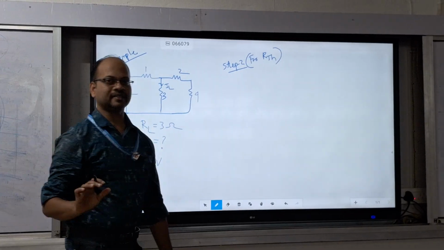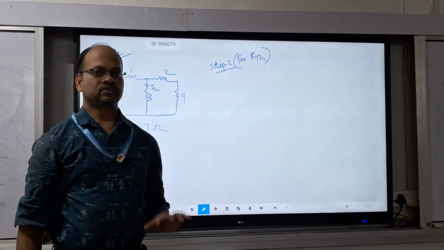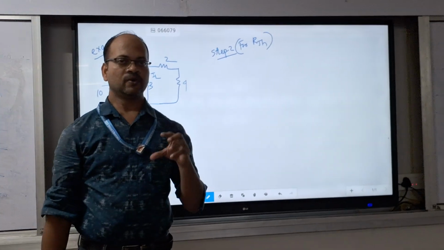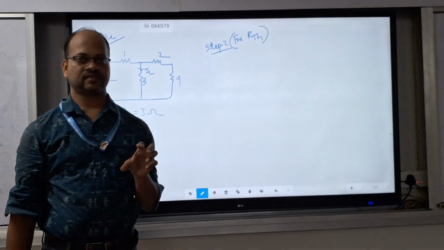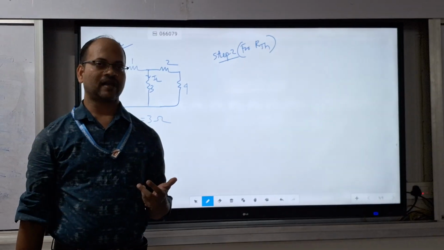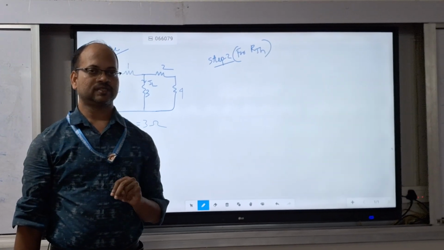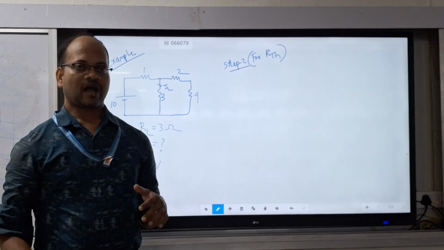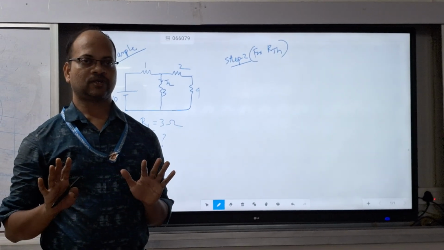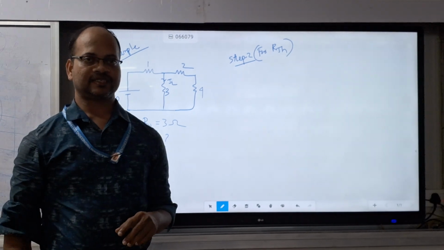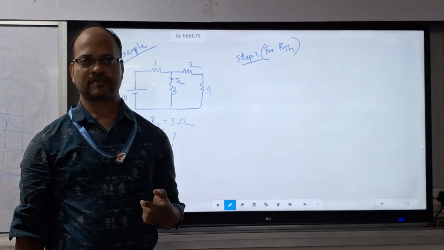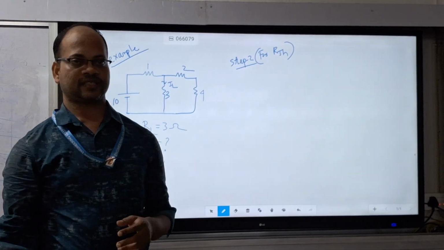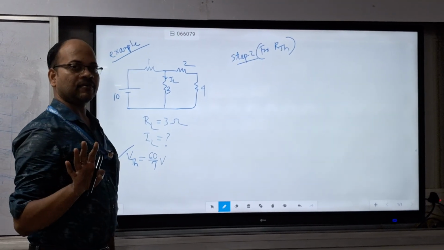So to calculate RTH, what is the procedure? Whenever we are calculating VTH, what is the step? We are simply open circuiting the load resistor. Now whenever you calculate RTH, you have to do two things. First, we have to open circuit the load. Second, all other sources have to be replaced by their internal resistance. Voltage source will be replaced by short circuit, and current source will be replaced by open circuit. This is for ideal voltage and current sources.